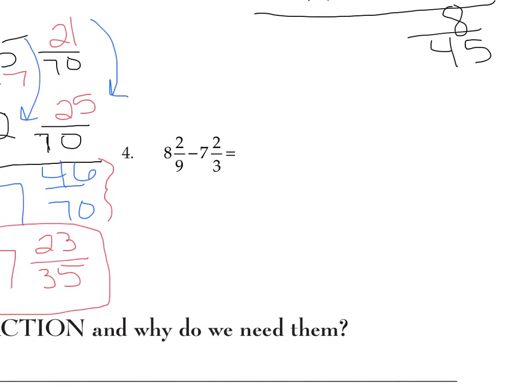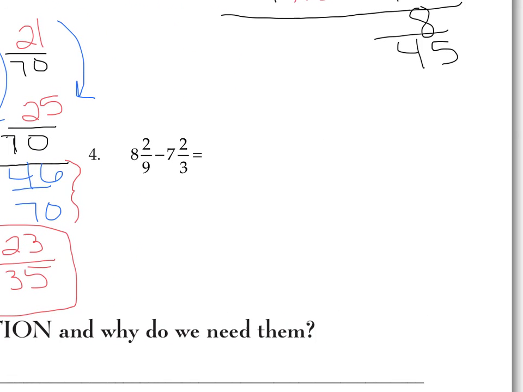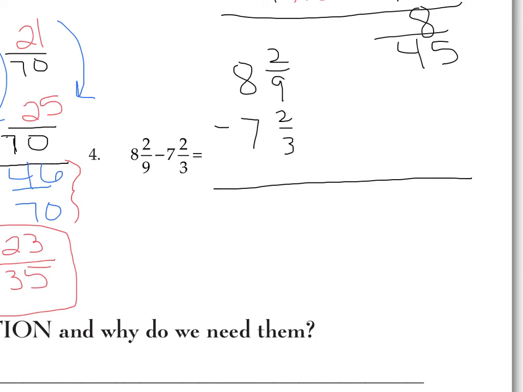All right, we're going to try number 4. If I remember correctly, this one's a challenge. We have 8 and 2/9 minus 7 and 2/3. So the first thing we notice is that we need to change the denominators. So the smallest number that 3 and 9 both go into is 9. So I don't need to change this one. All right. 3 times 3 makes 9. So 2 times 3 is 6.